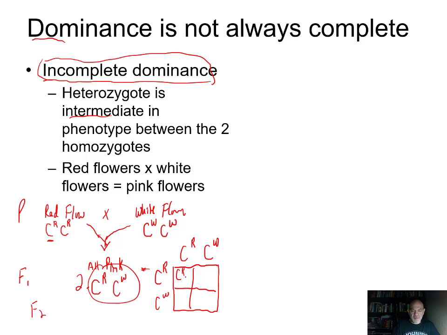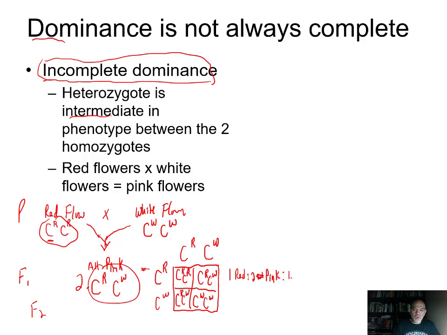The first box is going to give us R, just like the parental. The second box on the top is going to give us pink. And then the bottom left is going to give us also pink. And then we're going to get white here. So what are the expected outcomes here? We're going to expect 1 red to 2 pink, I'm sorry, not white, pink.